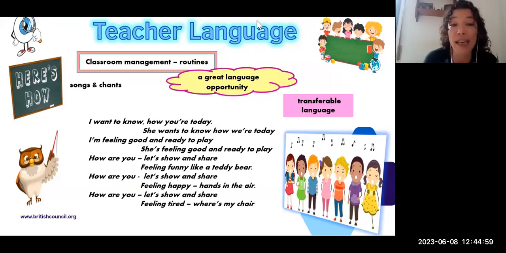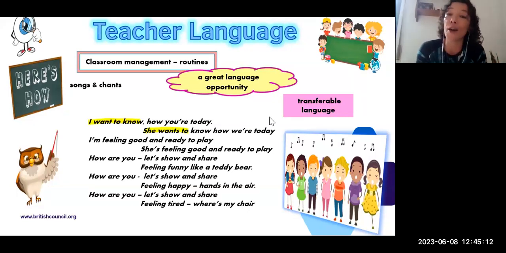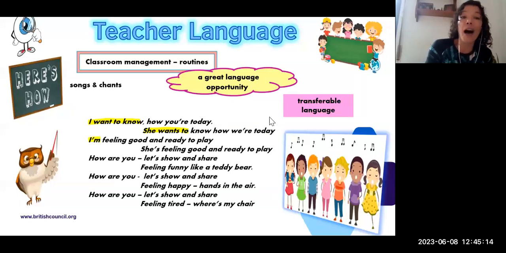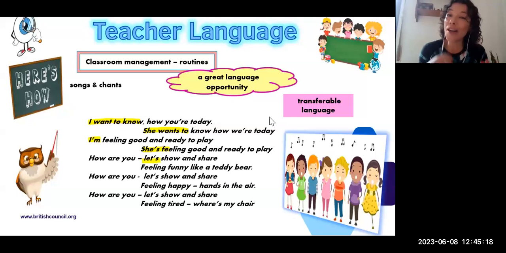Lovely, we've got some verbs, yes, good. Okay, so here are the reasons why I use this in classes, because it gives initial exposure to my learners. For "I want to know," they're switching to "she wants to know." I'm saying "I'm feeling," "she's feeling." Also, a useful one is the "let's."